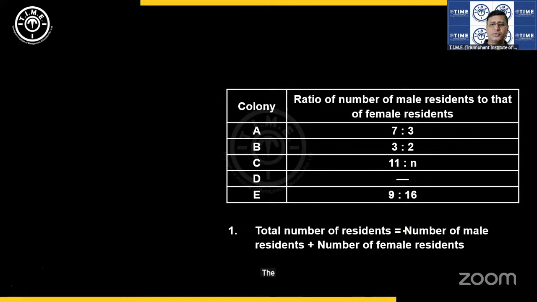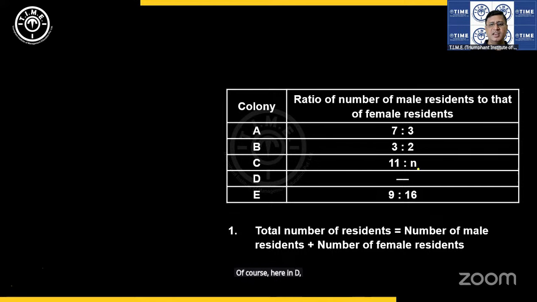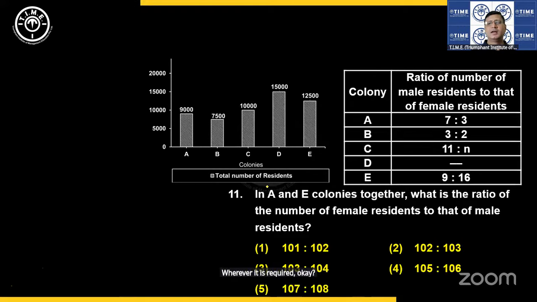The total number of residents is equal to the number of male residents plus the number of female residents. Of course, here in D the value is missing, and in C, N is given. We need to find it out wherever it is required. Let's look at the first question on this diagram.